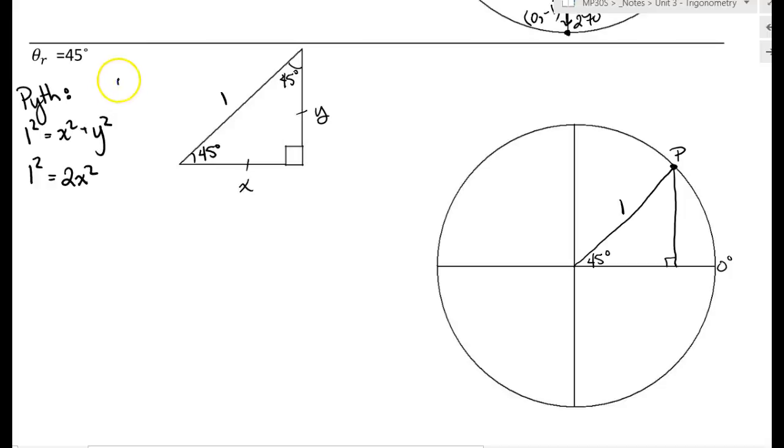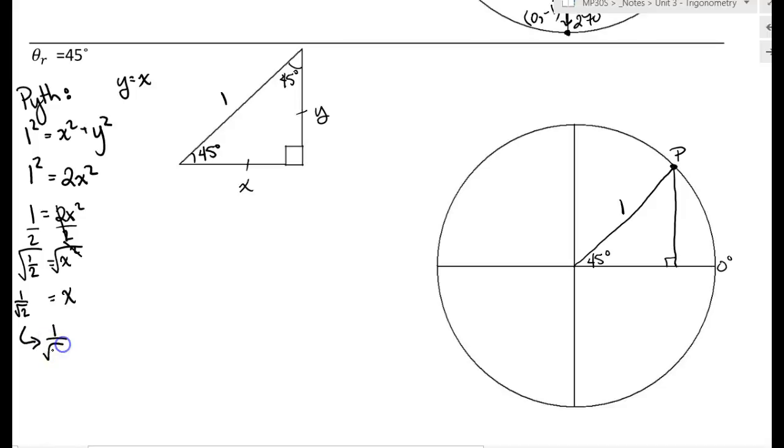So since y equals x, I can substitute x in for y. So we've got 1 equals 2x squared, divide by 2 to get rid of that and isolate x squared equals 1/2. And the square root of 1/2, to eliminate my square here and isolate x entirely, is going to be 1 over root 2.